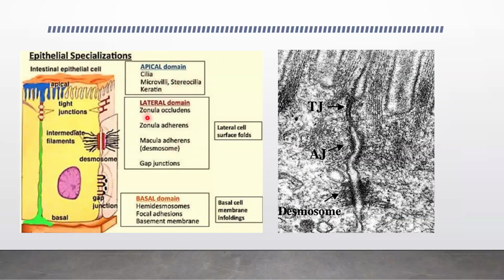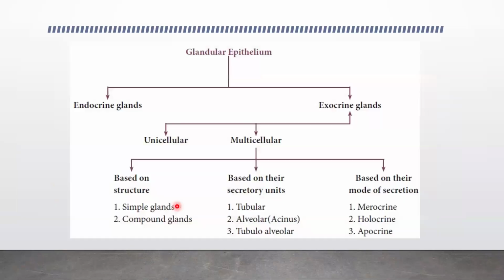For the lateral domain, we have zonula occludens, zonula adherens, macula adherens, and the gap junctions. And then for the basal domain, we have hemidesmosomes, focal adhesions, and the basement membrane, which ideally holds the epithelium via these hemidesmosomes and the focal adhesions.